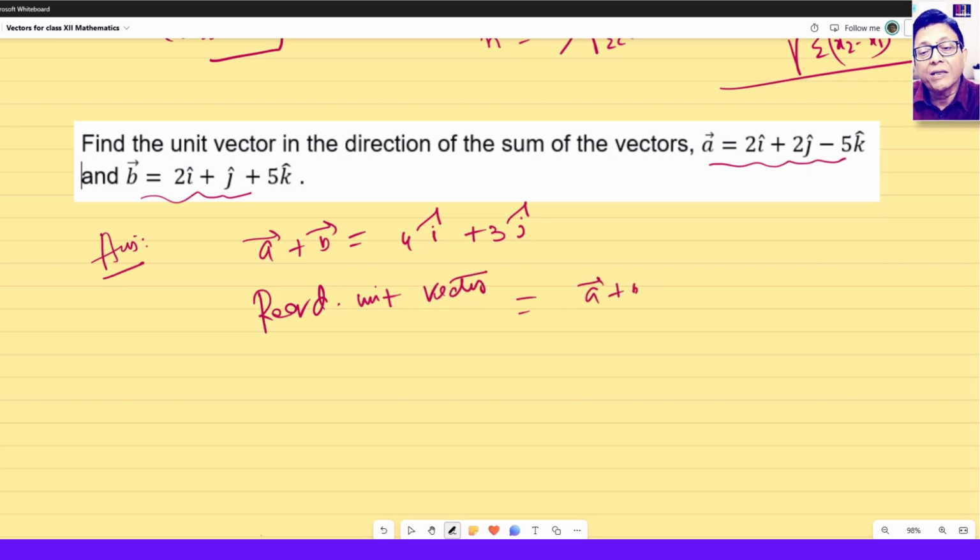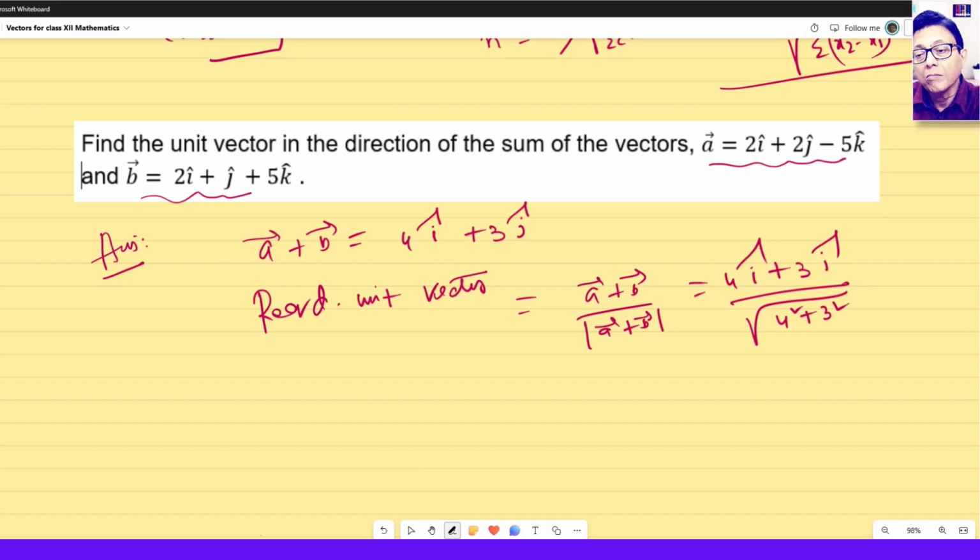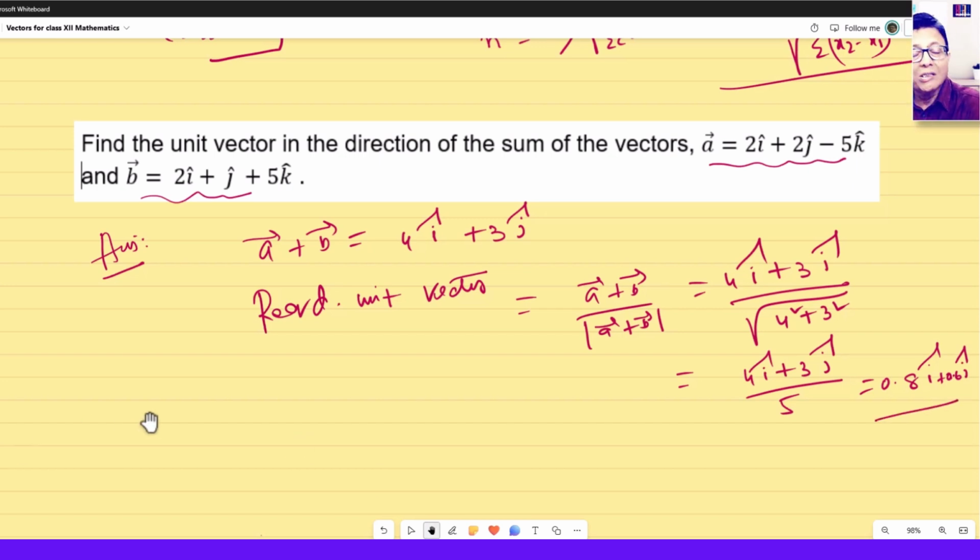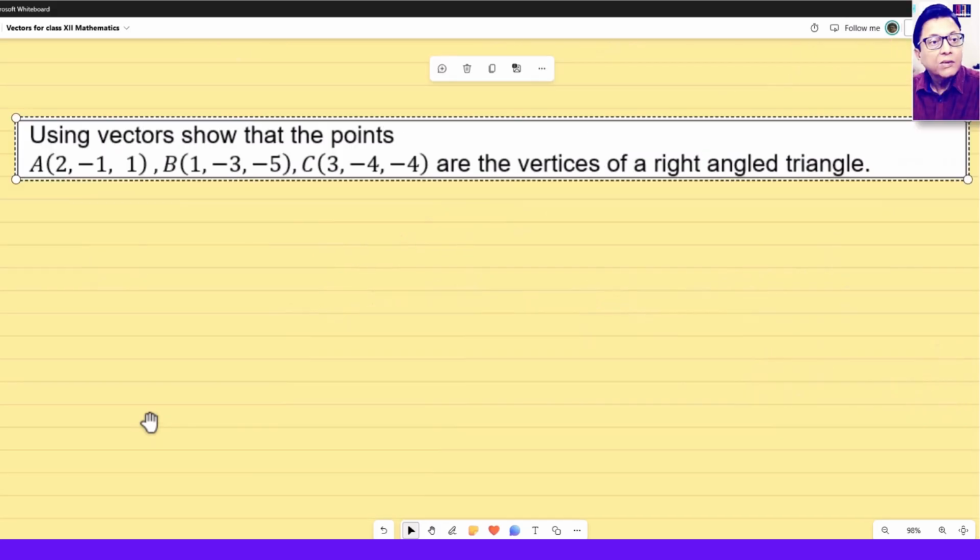So the required unit vector will be what? The vector divided by its modulus. So there it will be 4i plus 3j divided by 5, so 4i plus 3j by 5. Clear? That is 0.8i plus 0.6j. Okay? So this is the required unit vector.